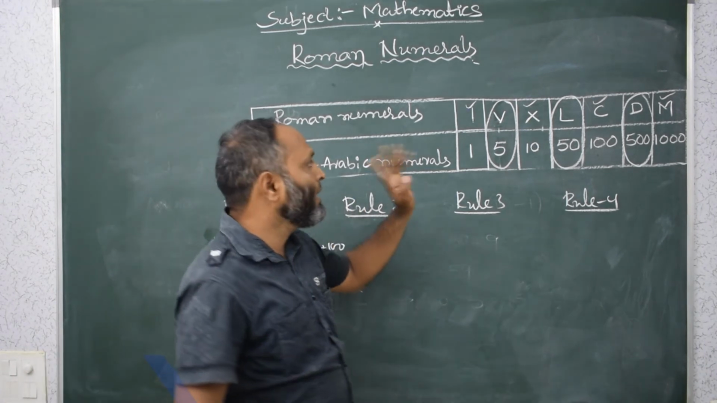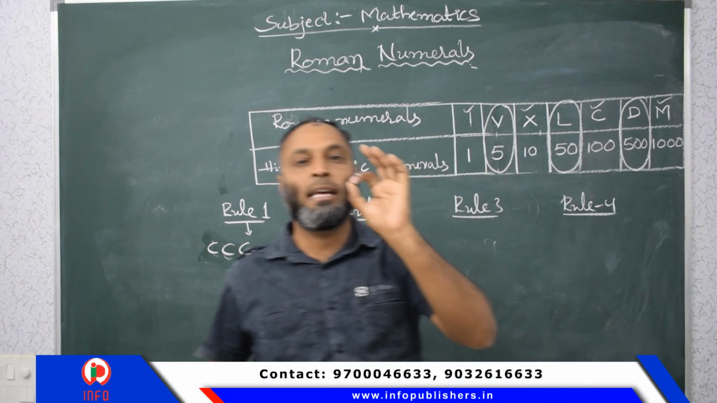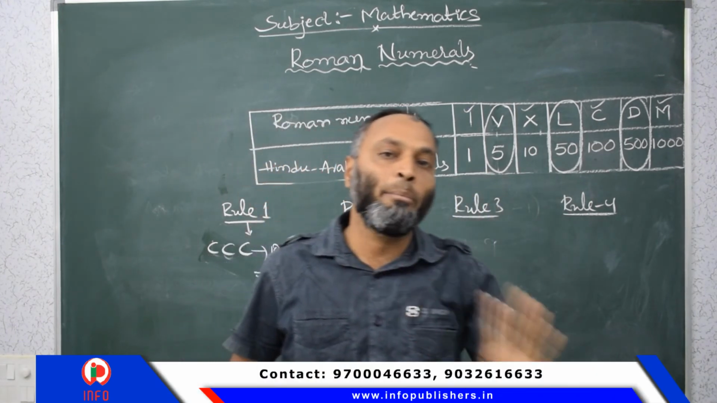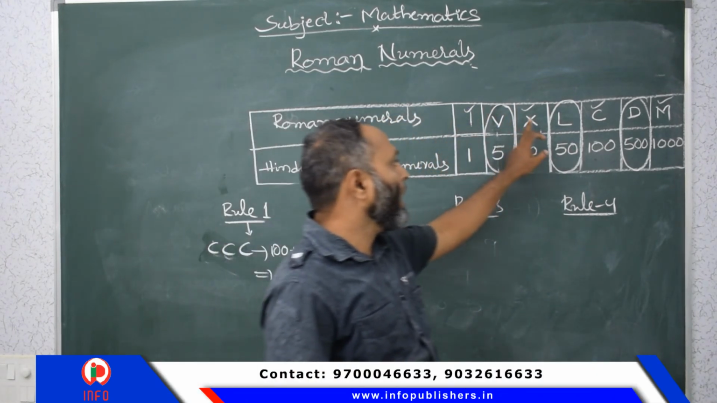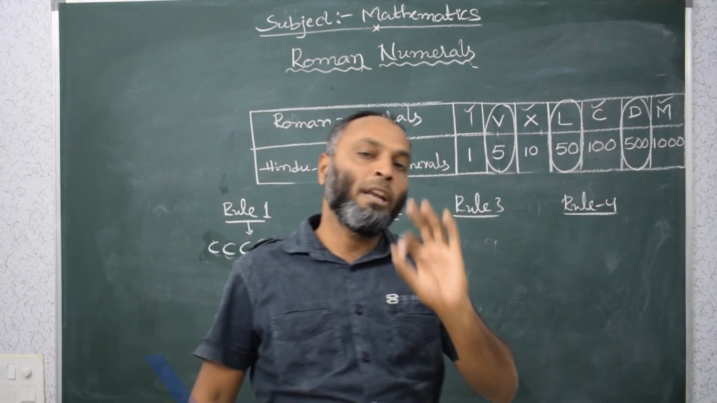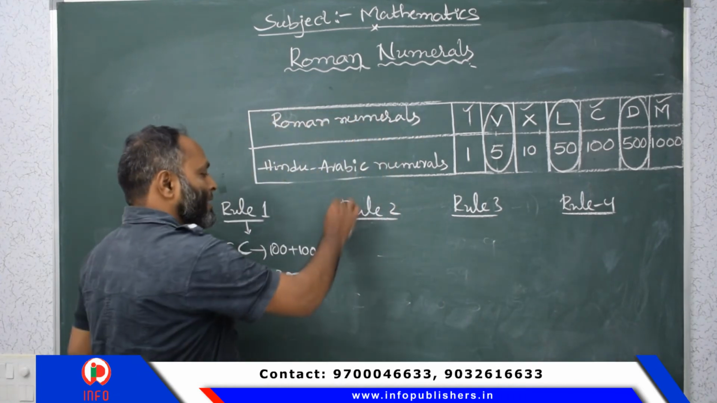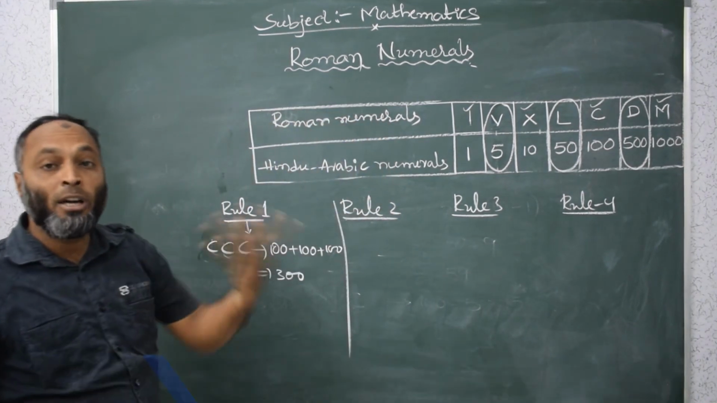Here one condition is there. Remember this condition. V, L, D, these Roman numerals never repeat. Only I, X, C and M, these numerals repeat. Whenever these Roman numerals repeat, it means we have to add. This is rule number 1. Then what is rule number 2?